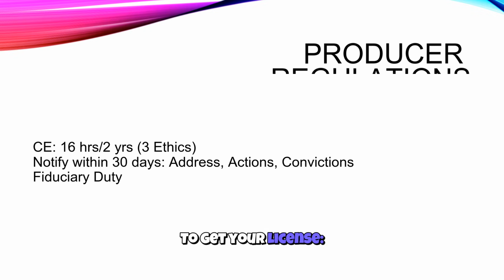To get your license, be 18, pass the exam, and apply. To keep it, 16 hours of continuing education every 2 years, with 3 of those hours in ethics. You must report any change of address to the director within 30 days. You must also report any administrative actions or criminal convictions within 30 days. You also have a fiduciary duty to your clients and insurers.